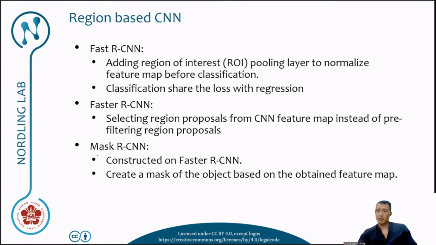And for Mask R-CNN, it is built up on Faster R-CNN, but instead of giving you a bounding box of where the object is, it just tells you which pixels correspond to which item, right? So it's like a segmentation result. It will give you a mask, right, instead of a bounding box result.